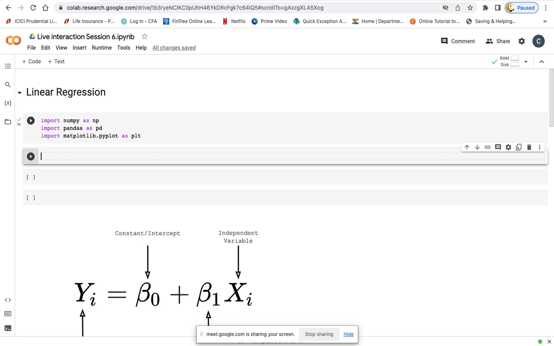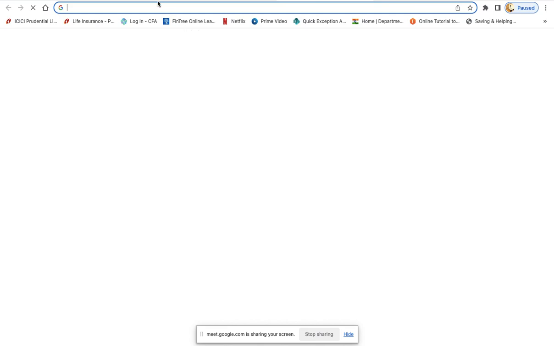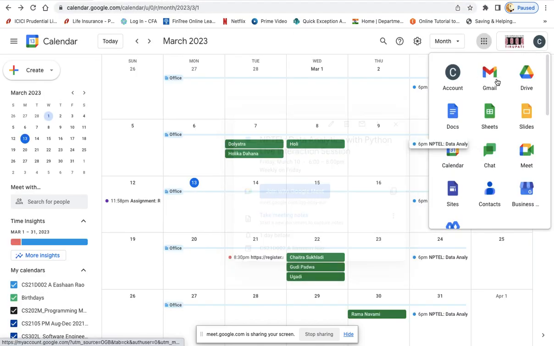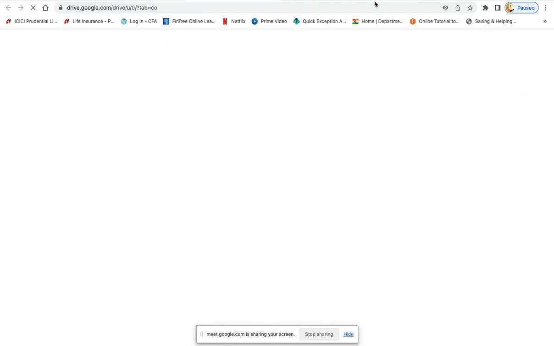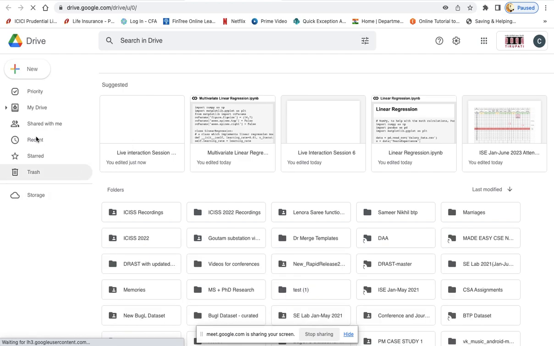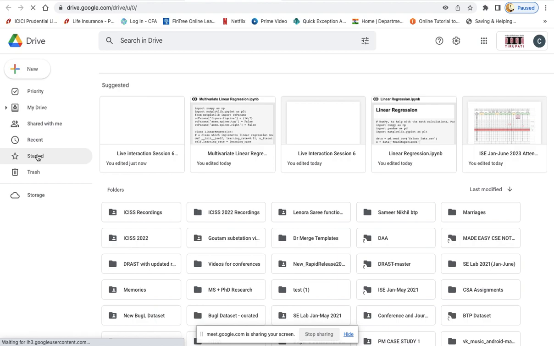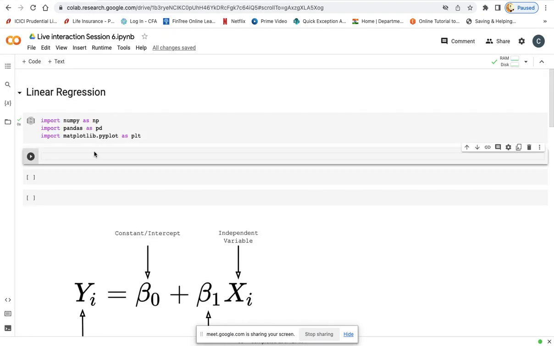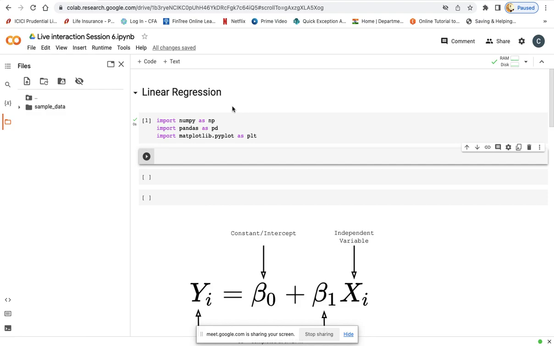Now there's a data set called salary data that we are going to use. So let me open that as well. Let me share that with you as well. Okay, I will share the data while it's loading, and I will start writing this. I will just upload it and show how the data looks.